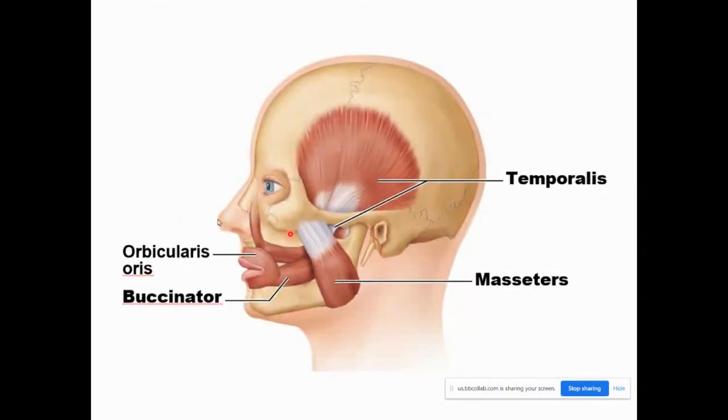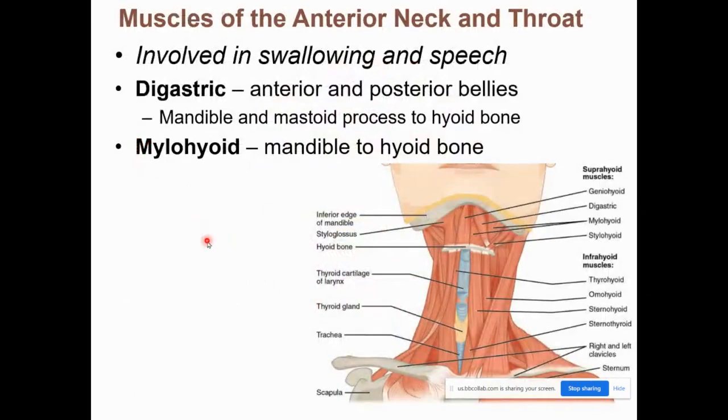And I'm not going to really show many pictures here because that's lab material. The digastric and mylohyoid, sort of under the chin there, are involved in swallowing and speech, and that's fine there.